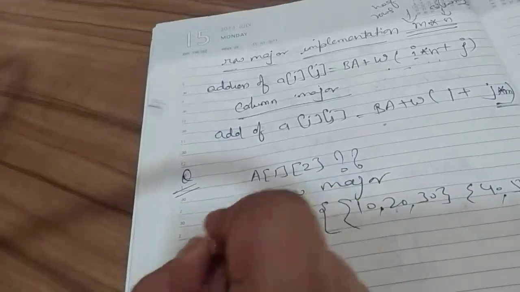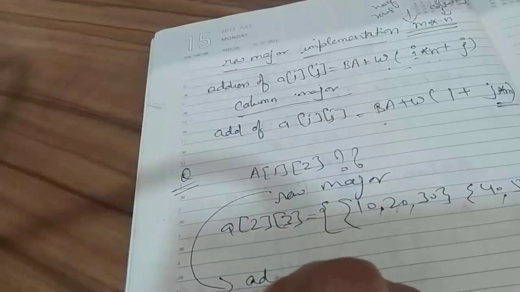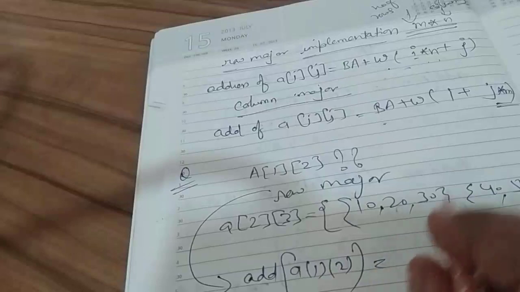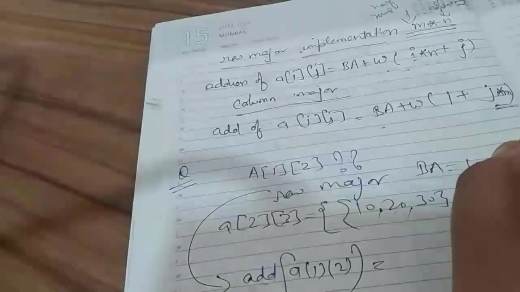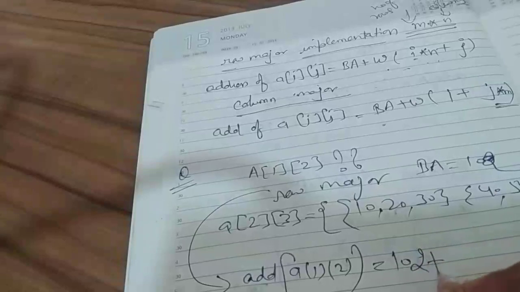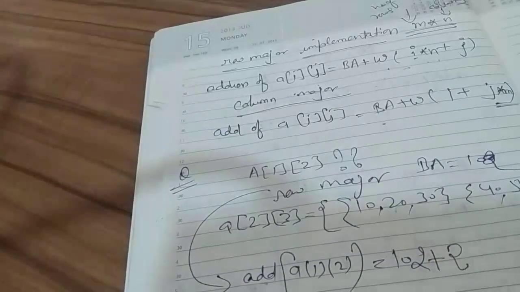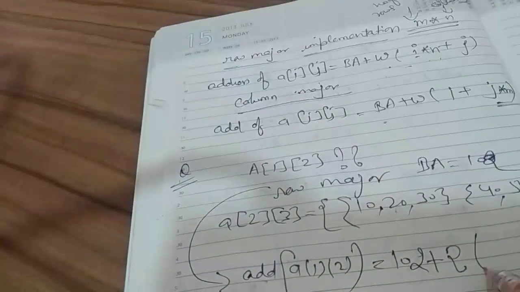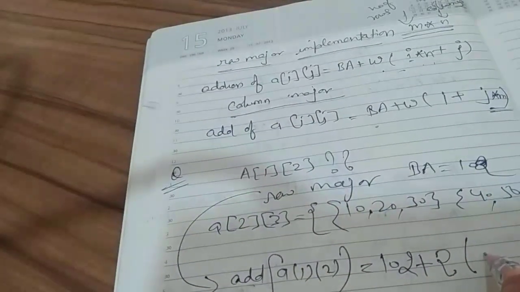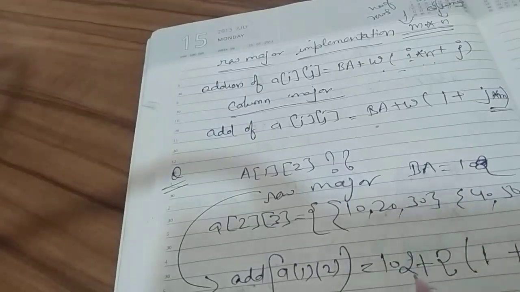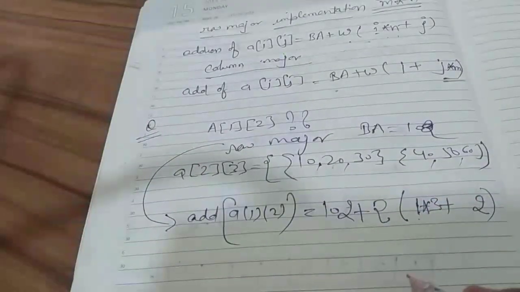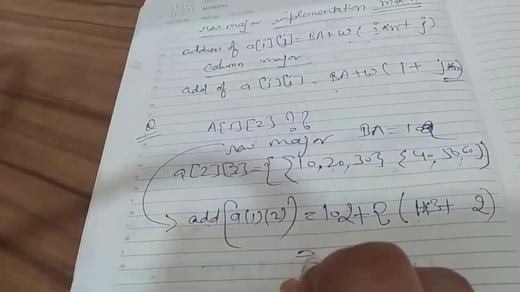So in row major form, we need to find the address of A[1][2]. How will we calculate it? The base address is 102, which is given to us. Because this is an integer data element, we consider w as 2. Now i is 1 and j is 2. This is row major, so we multiply the row part with the number of columns, and we have 3 columns. So 1 into 3 plus 2, and the answer is 11.